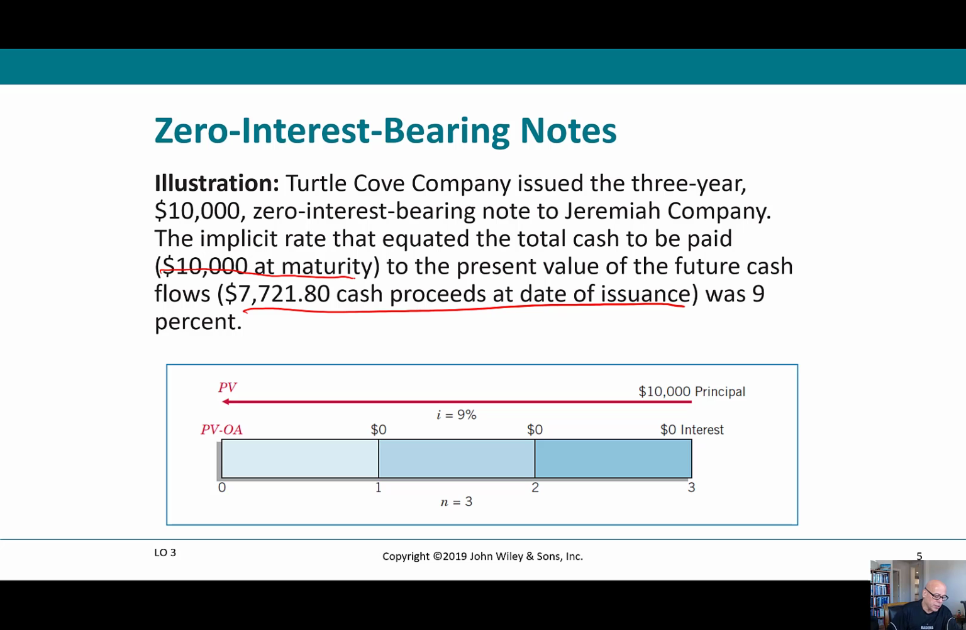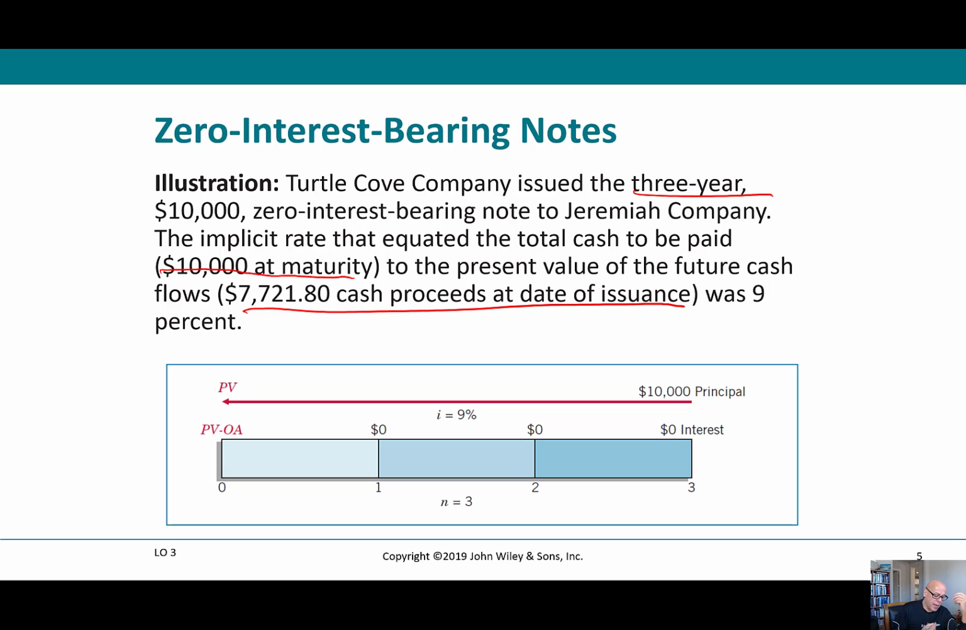Okay, so let's just look here at the things we would know when we get this note. We would know that we're going to have to pay $10,000 when it matures. We would know that they simply handed me $7,721.80 cash and then said, hey, at the end of this note, it's a 3-year note. At the end of these 3 years, you need to give me the full $10,000 back. There's the term, 3 years, right there.